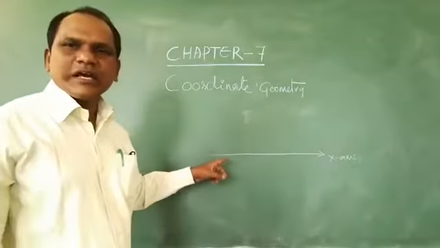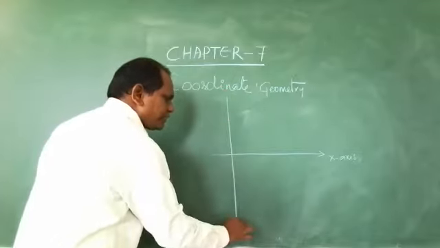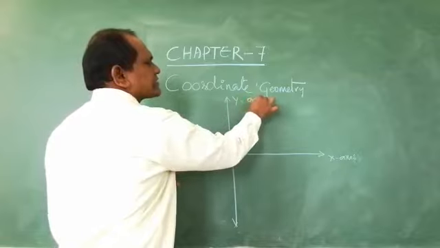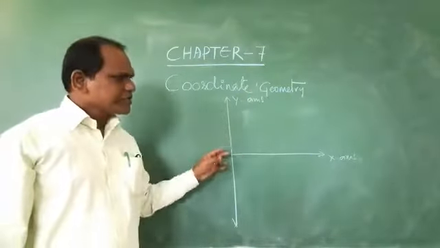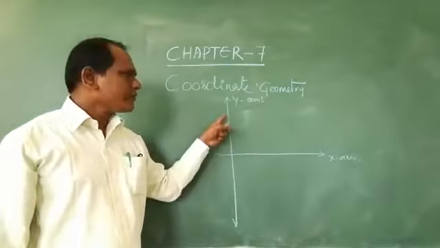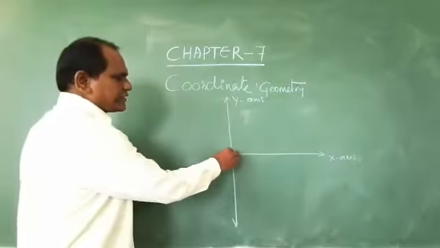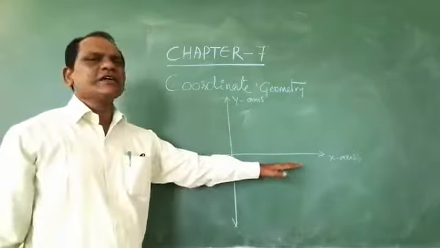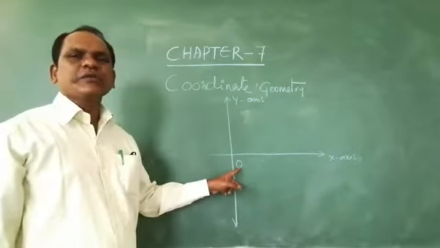One more line we are going to draw, that is the vertical line. The name of the vertical line is the y-axis. The intersection of these two, the x-axis and the y-axis, we are going to call the origin, which is denoted by O.